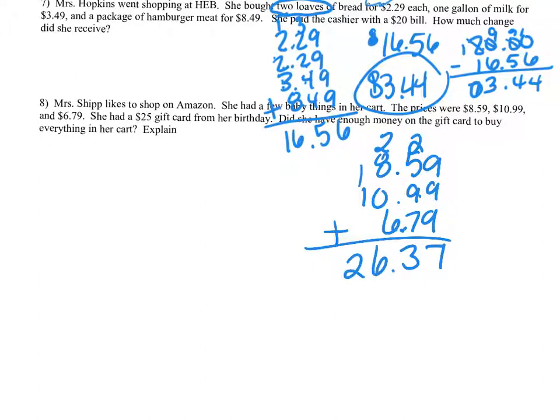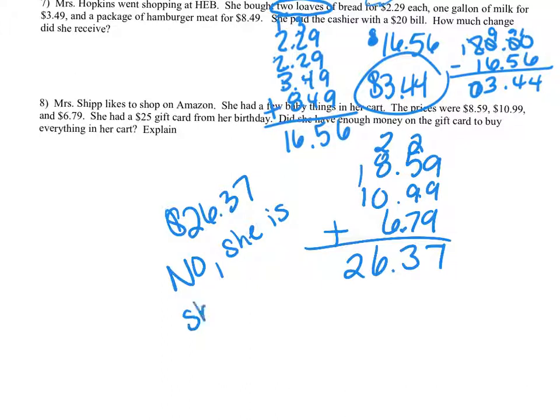So I got that she had $26.37. What did the gift card have? It was for what? $25. Does she have enough? No. How much more would she need? $1. She is short $1.37. How did y'all get that?